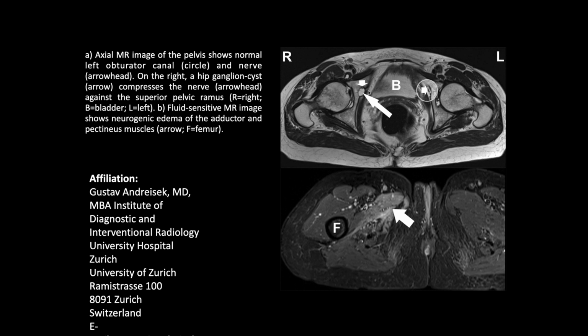So this is a paralabral cyst that actually extended in here and produced a neuropathy around the hip, like we see cysts on the shoulder. I've never seen this, but as you can see, it's been described.